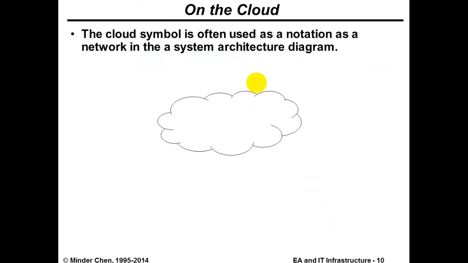But why do we call it cloud? Because when you draw a system architecture diagram, this symbol, which looks like a cloud, is often used as a notation to represent a network. So cloud computing, you can basically consider as network computing, or sharing computing resources over a network, including the internet. That's the concept of cloud computing.